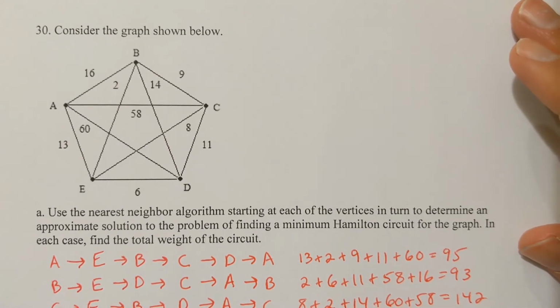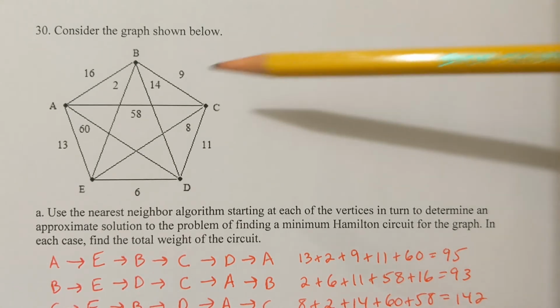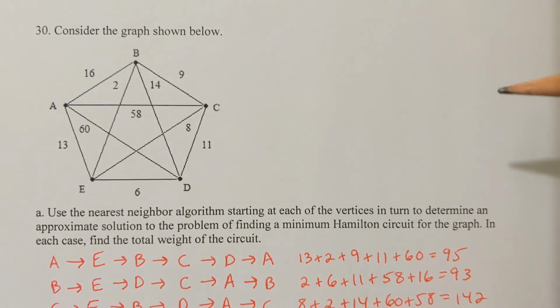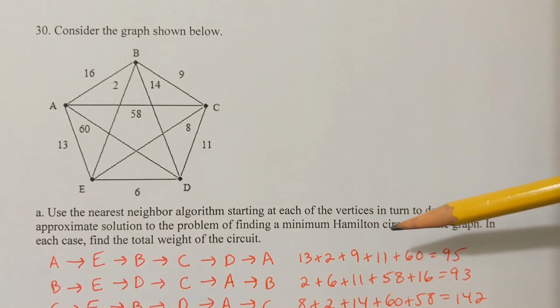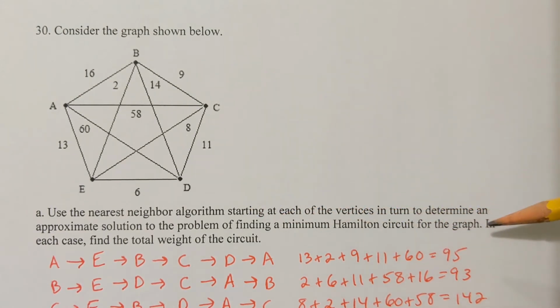Problem 30, consider the graph that's shown below. We've got a weighted graph, and in part A, we're going to use the nearest neighbor algorithm, starting at each of the vertices in turn, to determine an approximate solution to the problem of finding a minimum Hamilton circuit for the graph. In each case, find the total weight of the circuit.